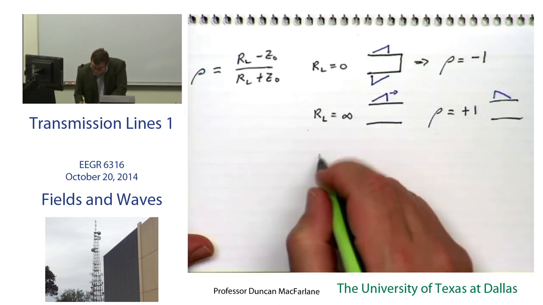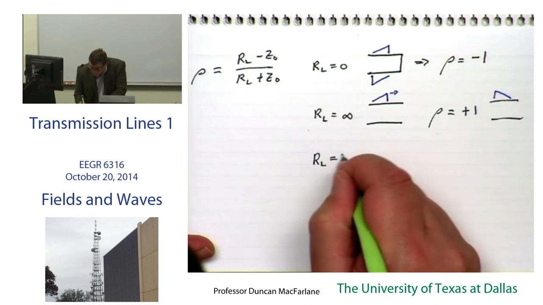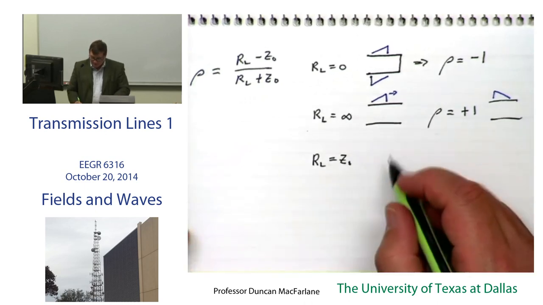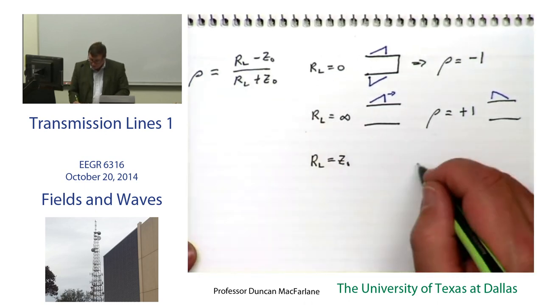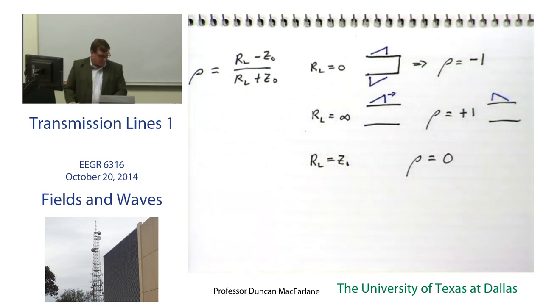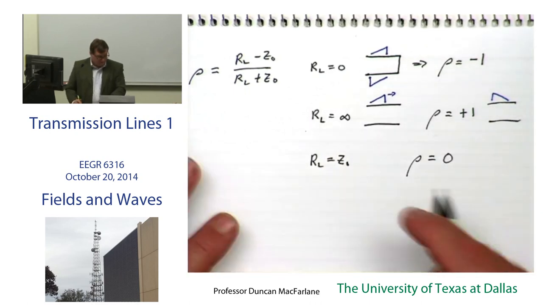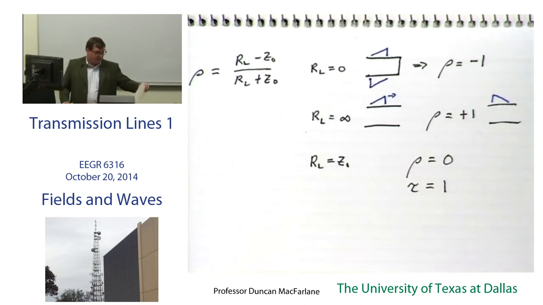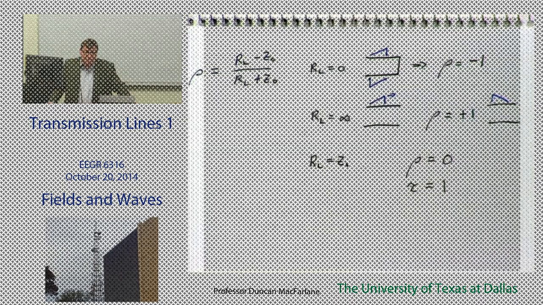There's a third case. That's RL equal to Z naught. And in that case, rho will equal 0. And tau will equal 1. And so that's your optimal coupling. All your power gets dumped into the load with no reflection back. And that only happens at one impedance. Okay?